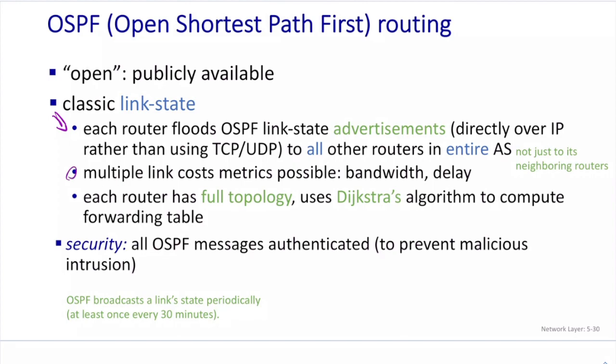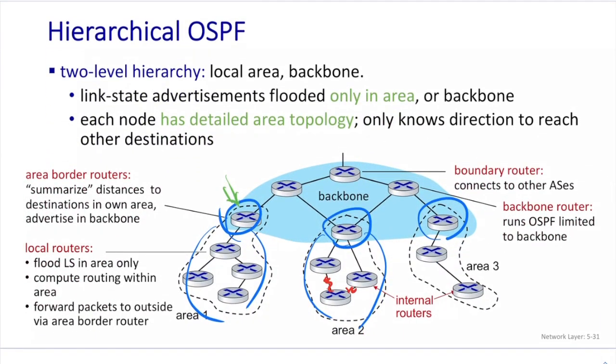And again, as we mentioned before, you can use different metrics as the link cost: bandwidth, delay, or congestion level. Each router has the full topology and uses Dijkstra's algorithm to compute the forwarding table. Because this information is very critical, you have to send these messages in an authenticated way, but we simply just know that. OSPF broadcasts link state periodically; according to the specification, at least once every 13 minutes. I think the most important figure for OSPF is this one.